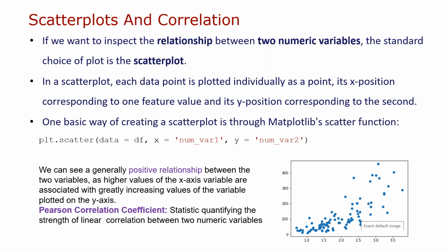In a scatter plot, each data point is plotted individually as a point, its x position corresponding to one feature, while the y position corresponds to the second feature. And this is usually what we do. Let's say I have a set of points, if you remember. That's what we have seen even in high school, x and what? And y, for example x1, y2, x2, y5, x0, y1.